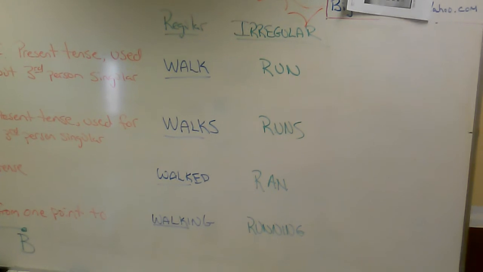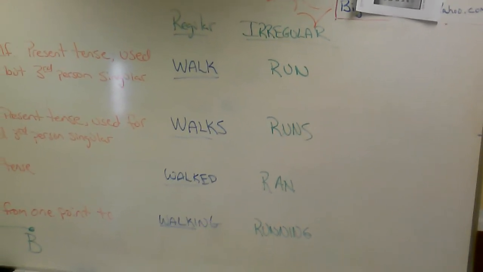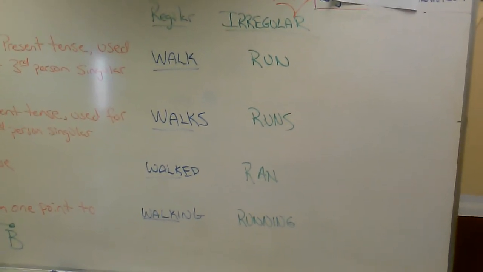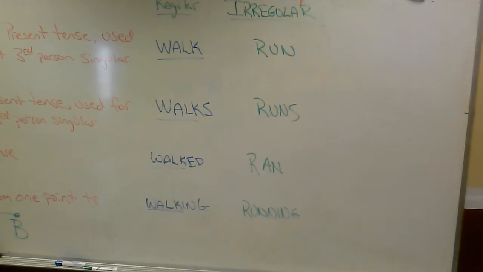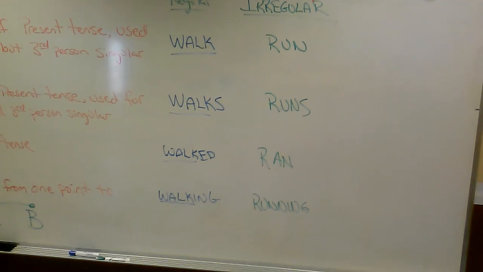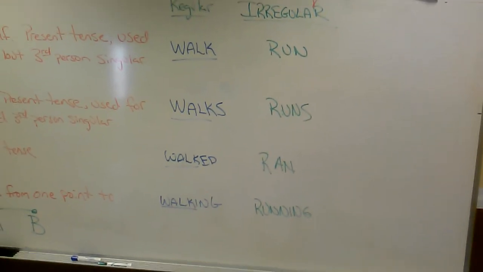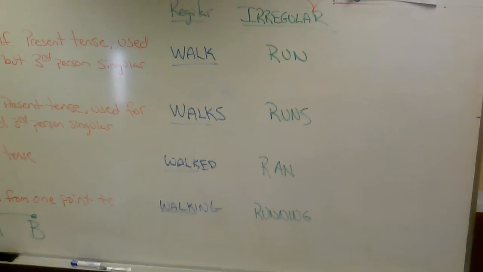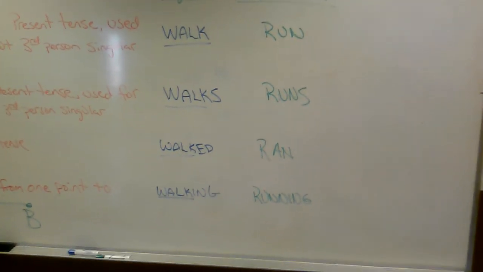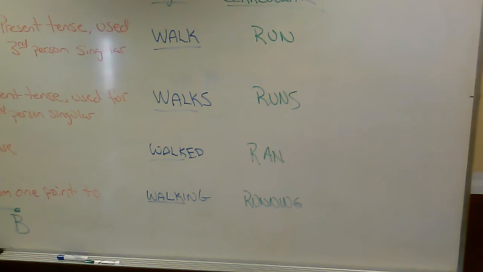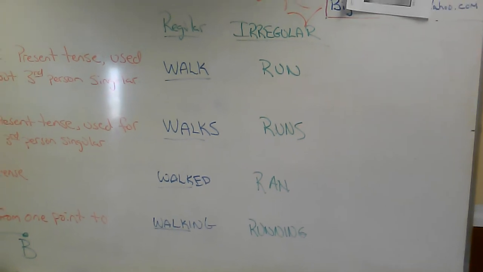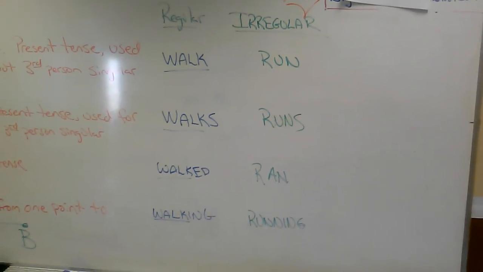I usually in class would ask what the difference is, but since we're not in class, I'm going to tell you. The difference between a regular verb and an irregular verb is in the past tense. Notice how we have walk, walks with an S, walked with an ED, walking with an ING. But on the irregular verb, we have run, R-U-N, runs, R-U-N with an S, and then we have ran, R-A-N, and then running with an ING. The spelling in the past tense of an irregular verb changes. That is the difference between a regular verb and an irregular verb.